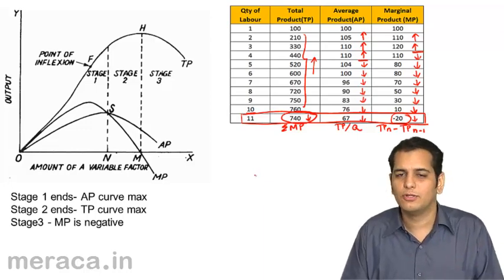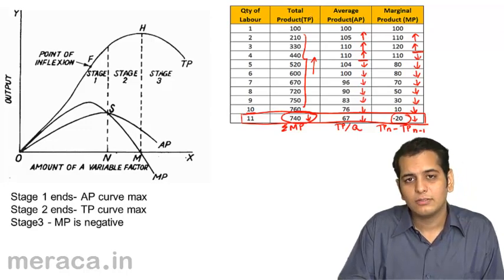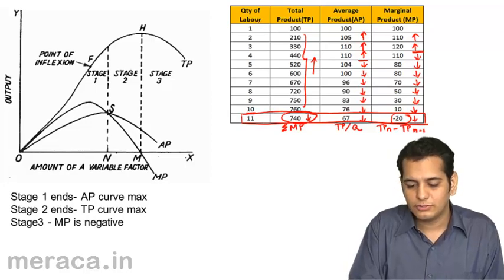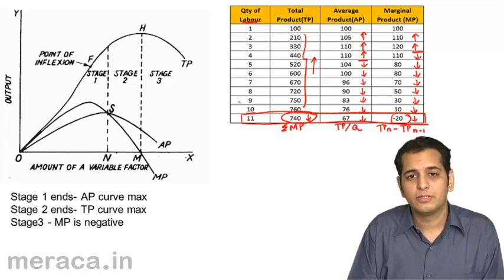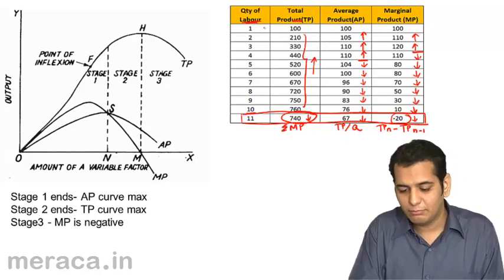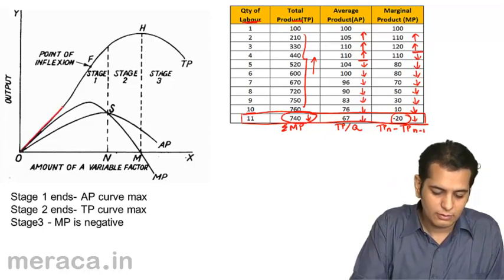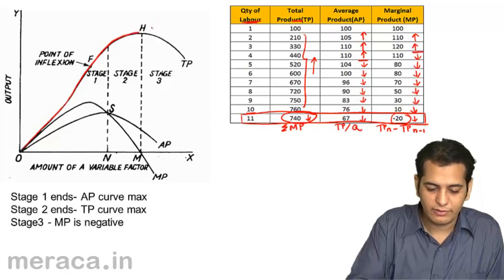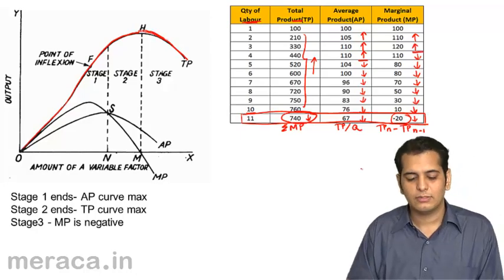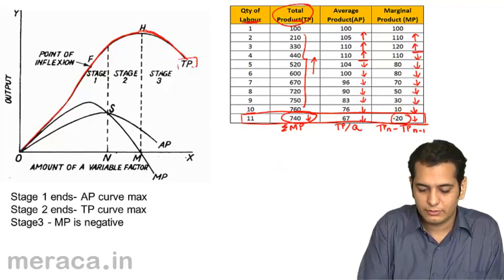Let's come back to the law of variable production. Now we have the coordinates. This is labor, so this becomes my x coordinate, this becomes my y coordinate. With the help of these two coordinates, I plot points on the graph, and then when I join them, I get this curve. And this curve is nothing but the total product curve. It's the total product curve.